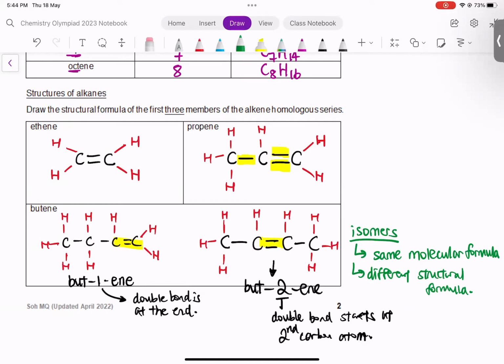Okay, so what it means in this case is that both the molecules I have drawn, but-1-ene and but-2-ene, all right, they have a molecular formula of C4H8, but the structure of the molecule is slightly different in the sense that the carbon-carbon double bond, one of it is at the end, one of it is in the middle. All right, so the structure is slightly different.